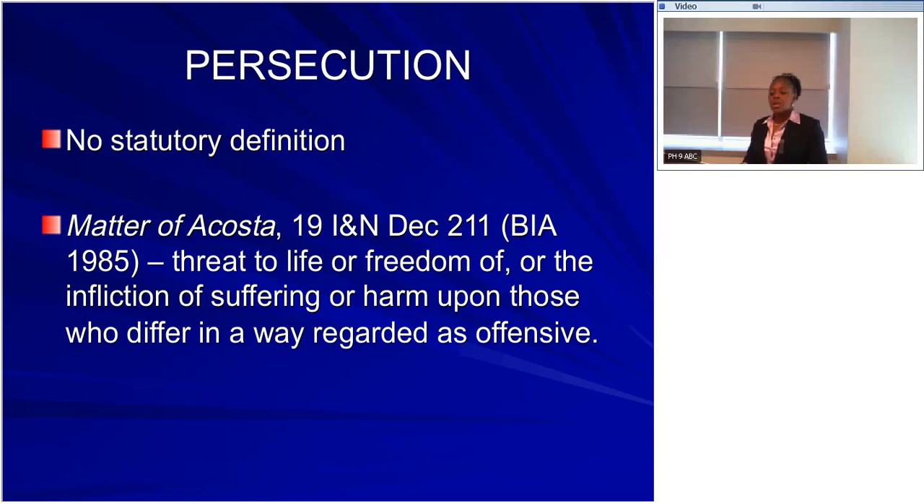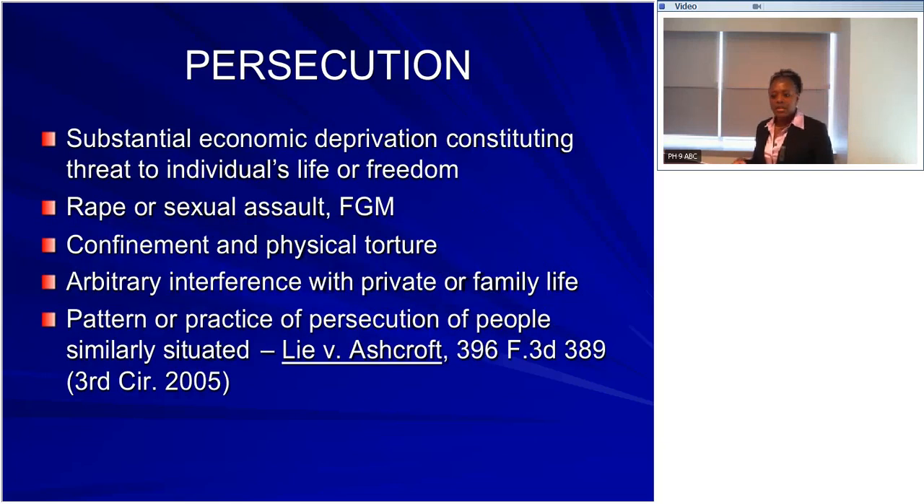So we have guidance in terms of what things we have to look at in order to determine whether or not the action that is involved should be considered to be persecution. And the guidance that we have is from the seminal case of Matter of Acosta, which is a 1985 case, which essentially says that we have to show that there is a threat to life or freedom or the infliction of suffering or harm upon those who differ in a way regarded as offensive. So that's our general guideline, right? That's what we're looking for in order to determine whether or not the actions that are involved should be considered persecutory. And we also have other types of guidance through case law.